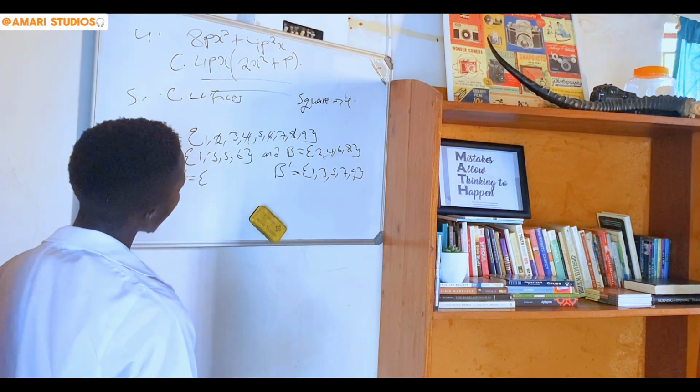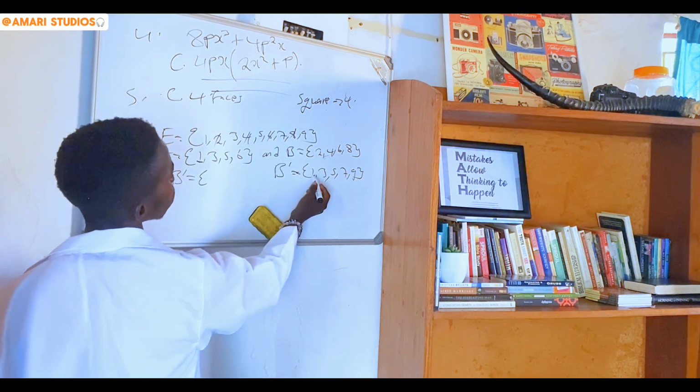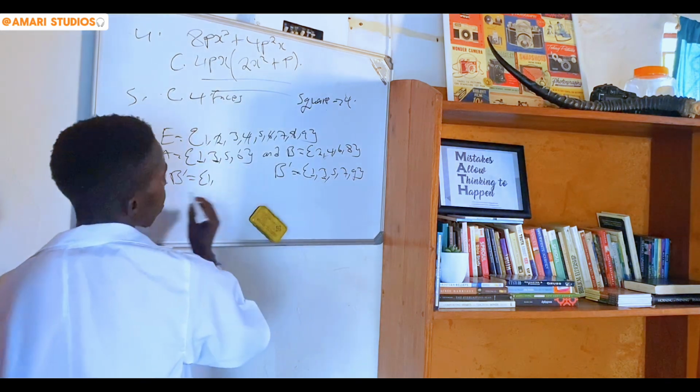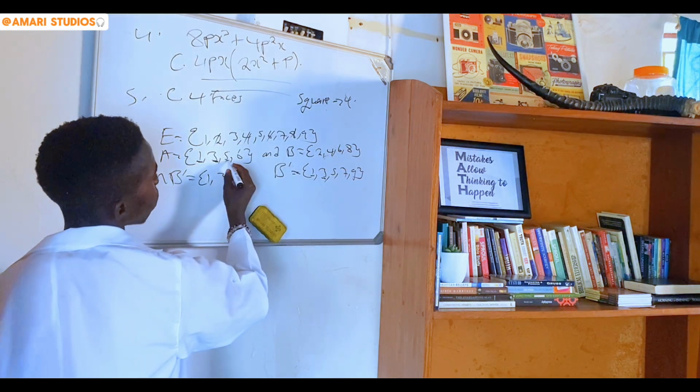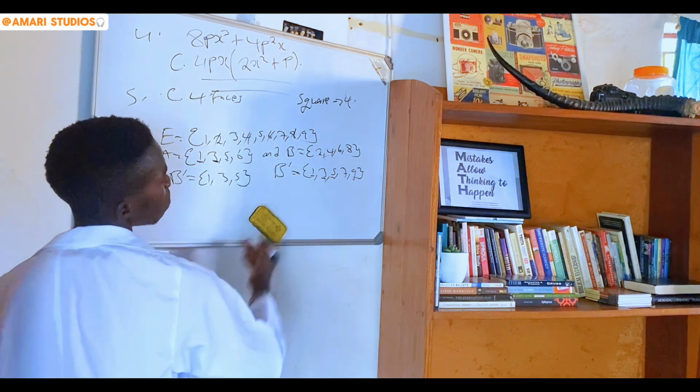So the members that are common in set A and set B complement: we have 1, as you can see, 1 is found in B complement. We have 3, which is also found in B complement. We have 5, which is also found in B complement. Then do we have a 6 in B complement? No.